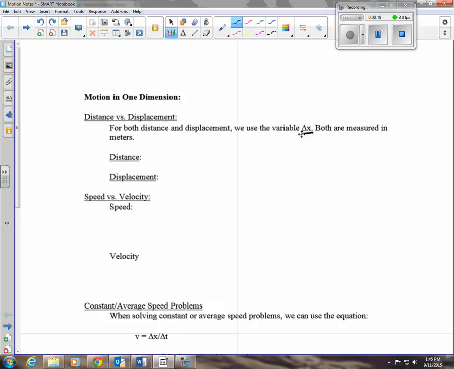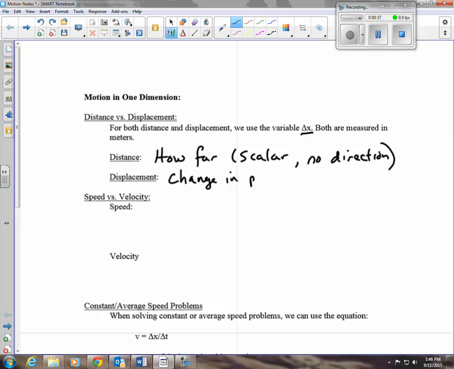Distance, if you remember, is how far, and it is a scalar, okay? Which means there is no direction. Whereas displacement was change in position. How far you are from your starting point, this is a vector, and it has direction.